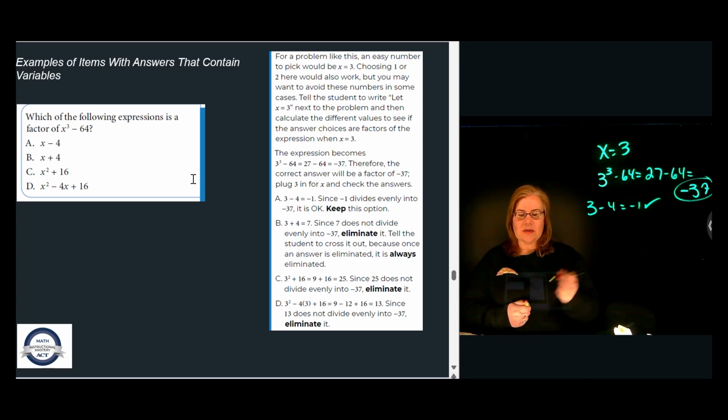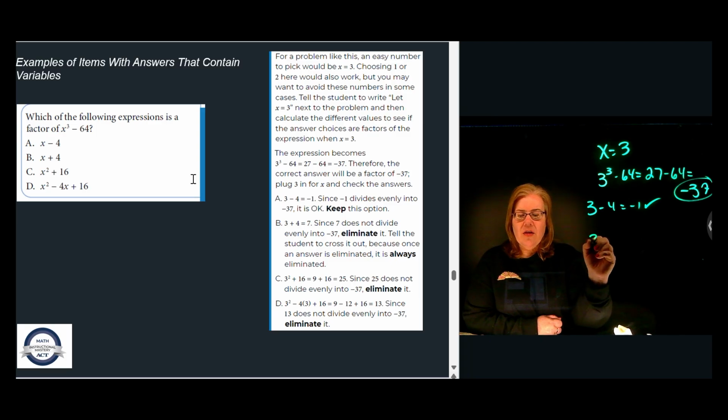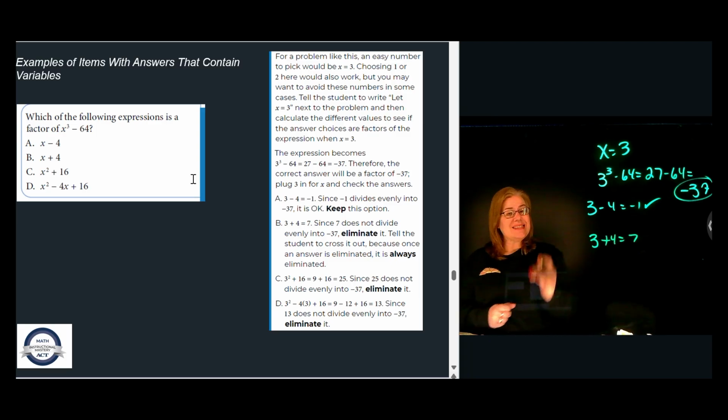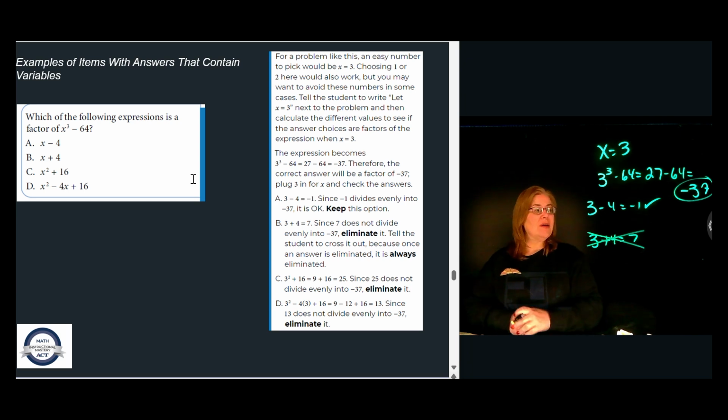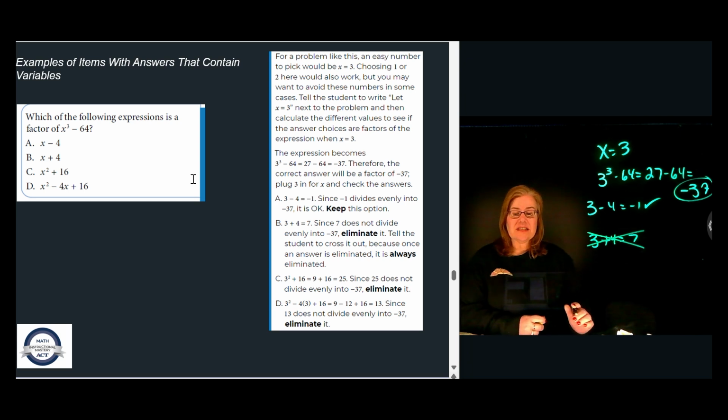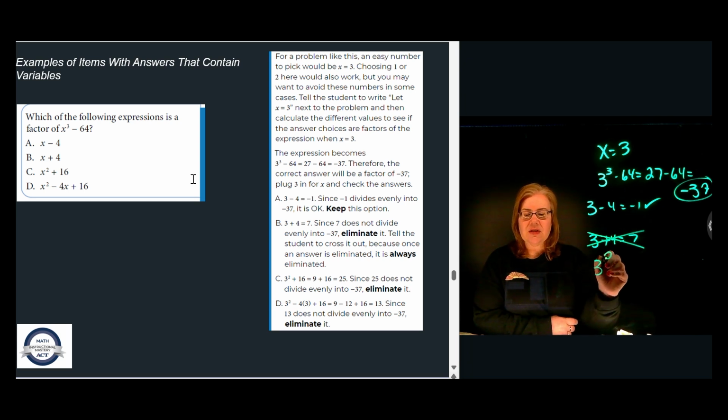So let's look at the next one. I have 3 plus 4, and 3 plus 4 is 7. Is 7 a factor of negative 37? It's not. So I'm going to eliminate answer choice B, because it can't be. All right, so my next one is 3 squared plus 16. So 27 plus 16. When I put that 27 plus 16, I get what?